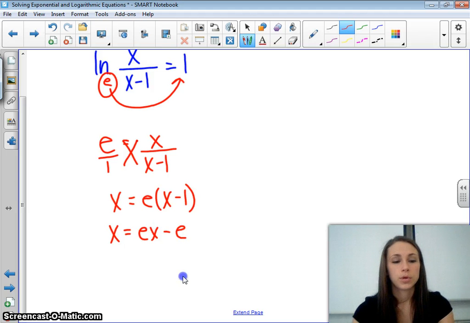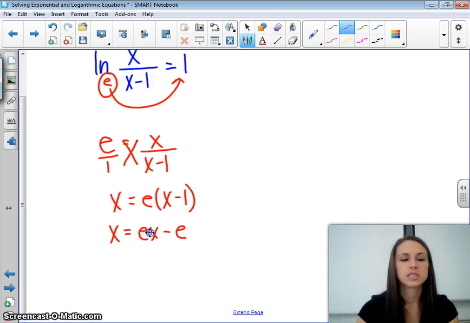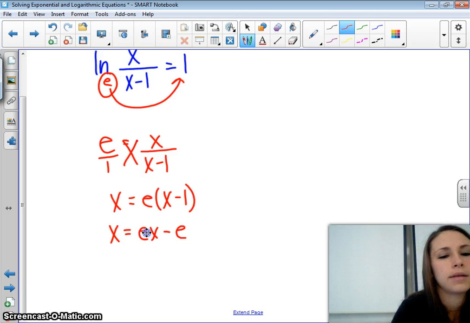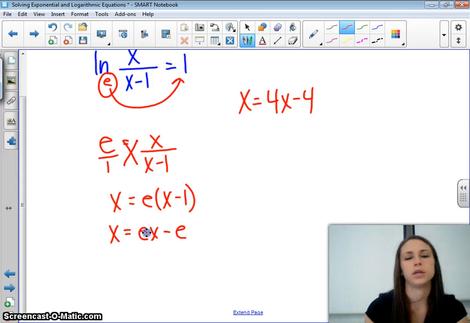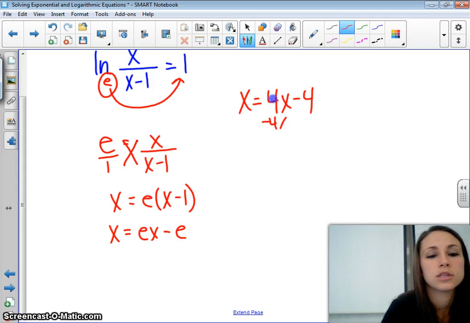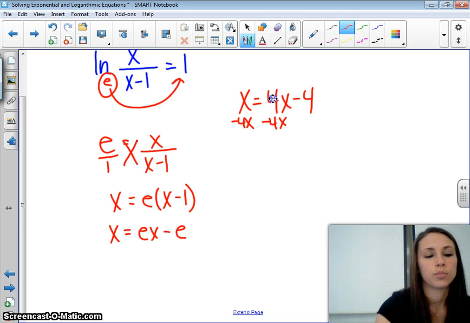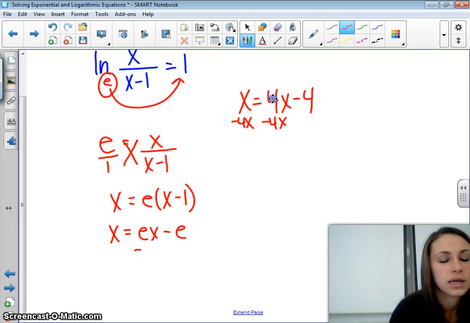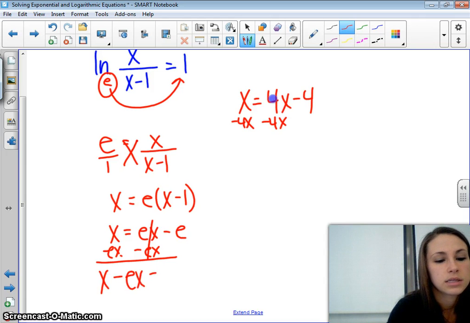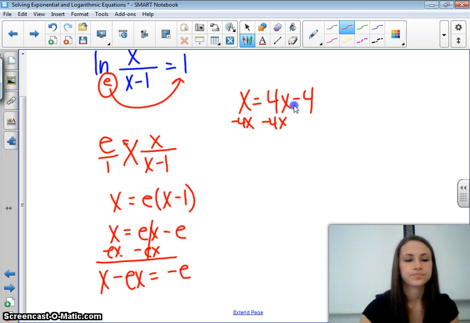Now, remember, e is just a number. We're trying to get x by itself. So if I had this, x equals 4x minus 4, like I said a minute ago, then what I would do to get the x by itself is to subtract this 4x over from both sides. So that's what I'm going to do with this e. I'm going to say minus ex, minus ex. These cancel out right there. And so then I'm just going to leave it x minus ex equals negative e.